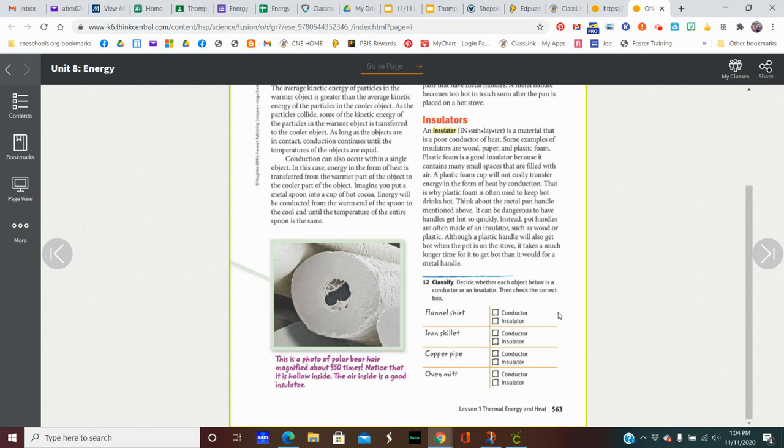All right. Well, we should have picked the things that were made of metal, like the iron skillet and the copper pipe, as good conductors. We know that things made of metal are good conductors. Things that are typically made of material like fabric would be insulators, like a flannel shirt. We wear those to keep warm. And an oven mitt, we know we insulate. We use that to protect our hand from the heat of a hot pan. So those would be the insulators.